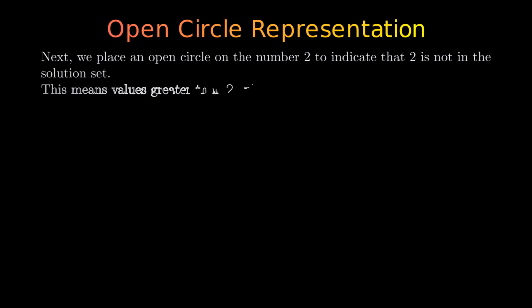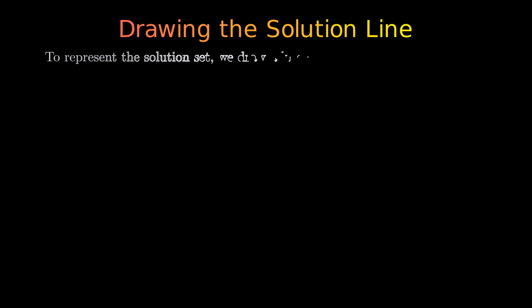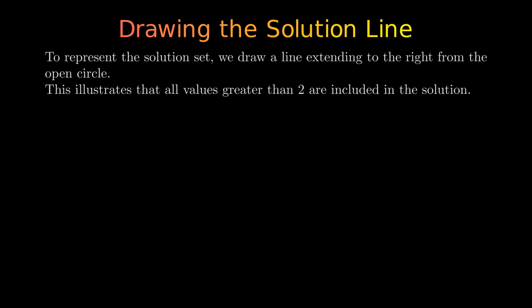Next, we place an open circle on the number 2 to indicate that 2 is not in the solution set. This means values greater than 2 will be included, but not 2 itself. To represent the solution set, we draw a line extending to the right from the open circle. This illustrates that all values greater than 2 are included in the solution.